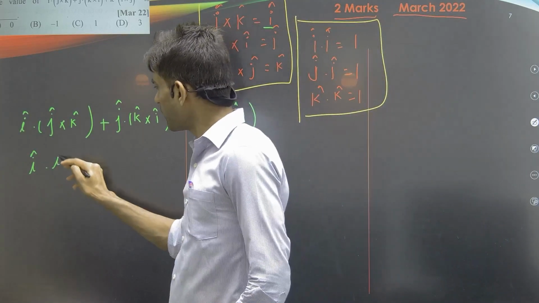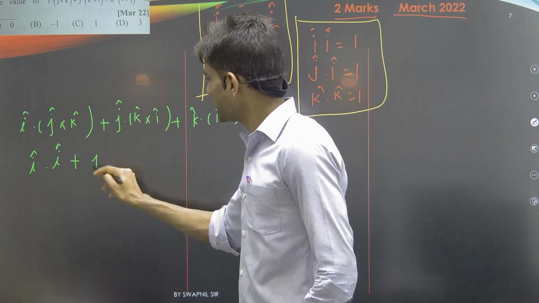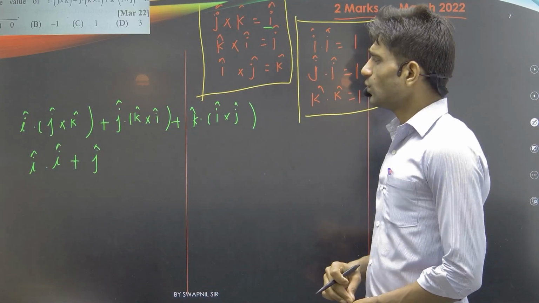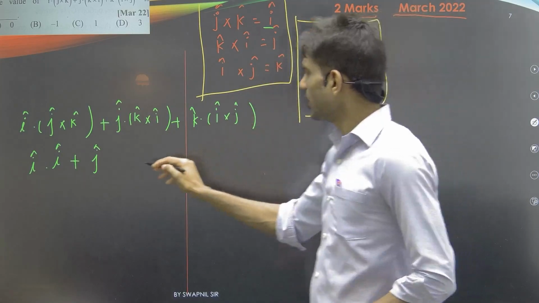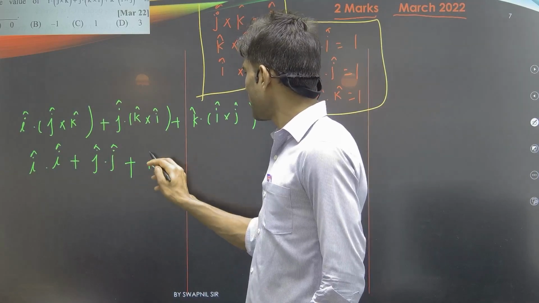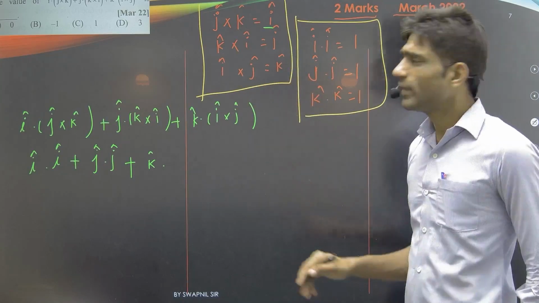So i cap dot i cap plus, similarly, j cap we keep as it is, we are not going to change anything with that j cap. So left here k cap cross i cap, and k cap cross i cap represents j cap. Plus next, k cap we keep as it is, i cap cross j cap, we write it as k cap.